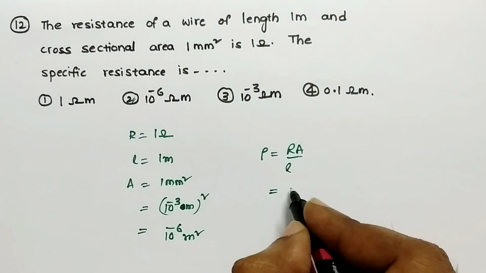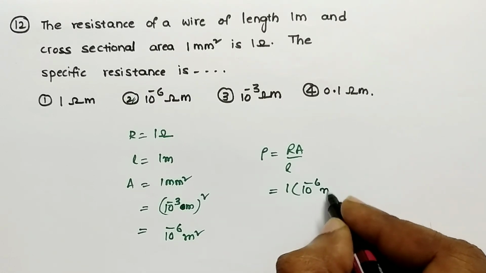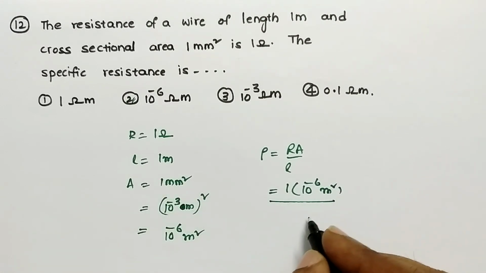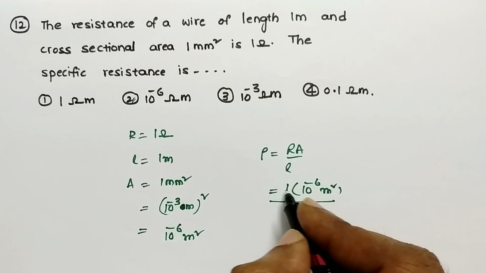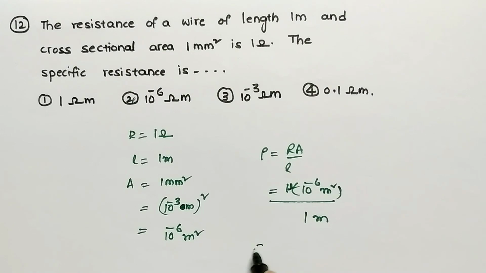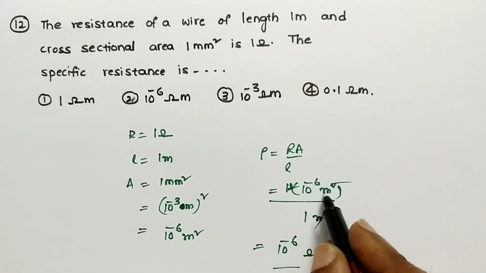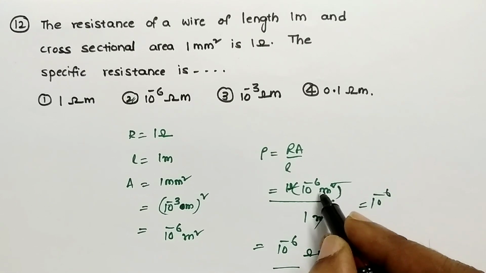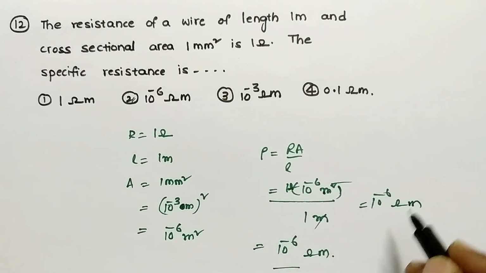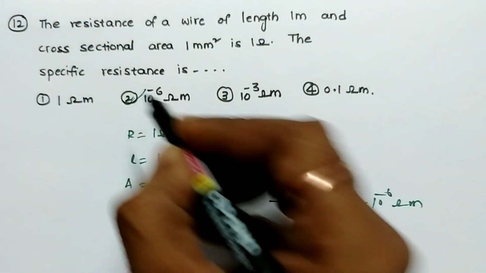R is 1 ohm, A is 10 power minus 6 meter square, and L is 1 meter. So this is equal to 10 power minus 6 ohm meter. Meter and meter square cancel and ohm meter remains. So this is the answer, 10 power minus 6 ohm meter. Second option is correct.